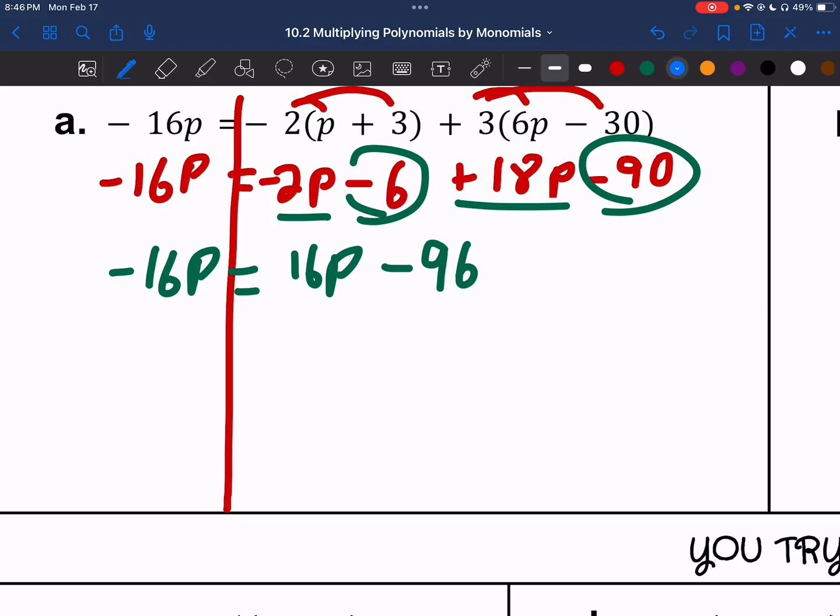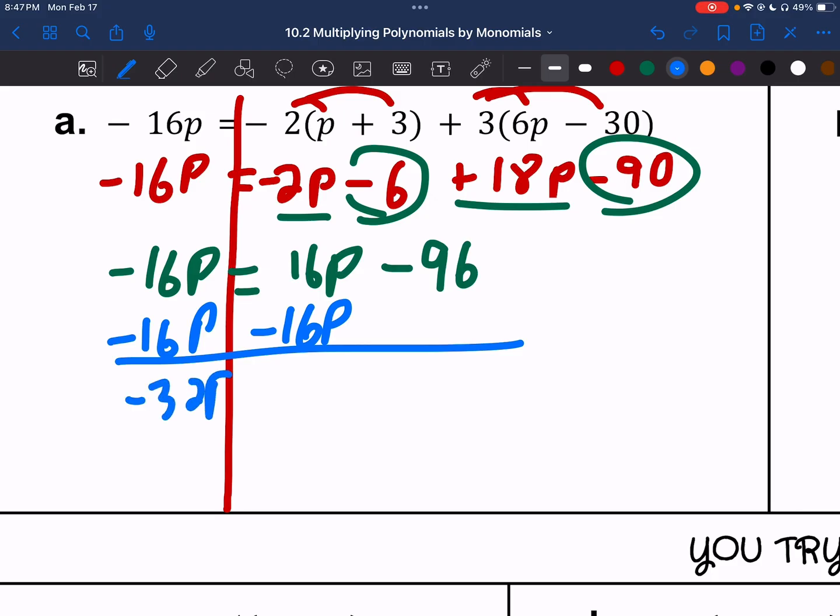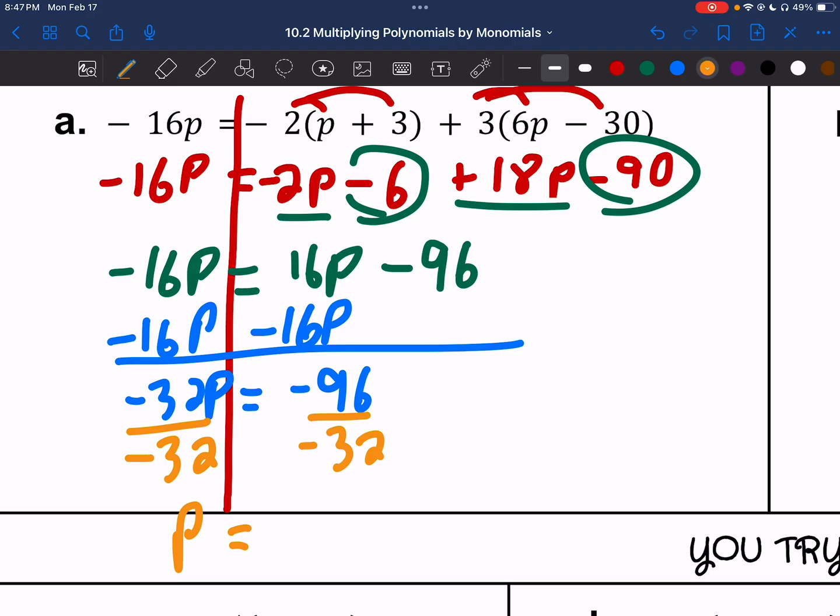Always check your work, folks. So we go ahead and we subtract 16p from both sides. Right, we're getting our variables to one side, our constants to the other. 16 minus 16 is negative 32p, and that's going to be equal to negative 96, which we need to just divide by negative 32. And our p-value, negative 96 divided by negative 32, is a positive 3.